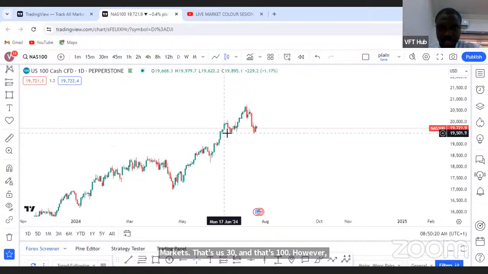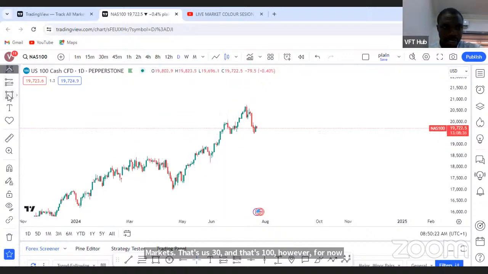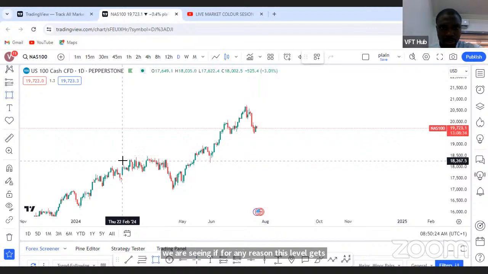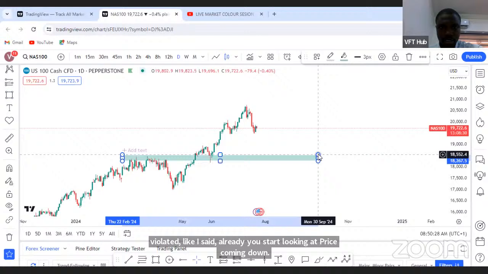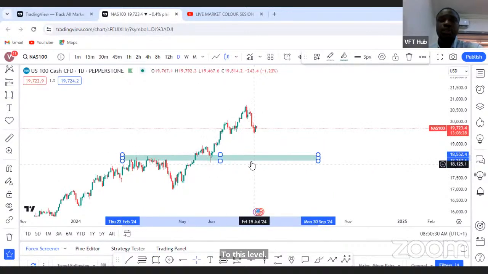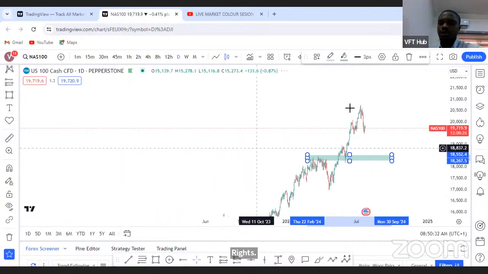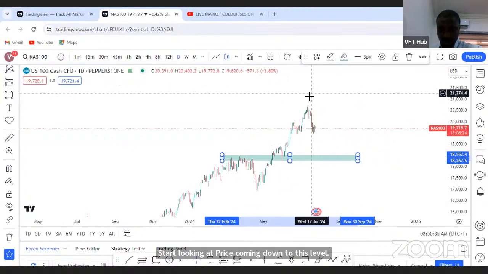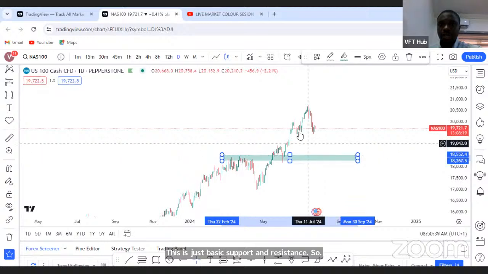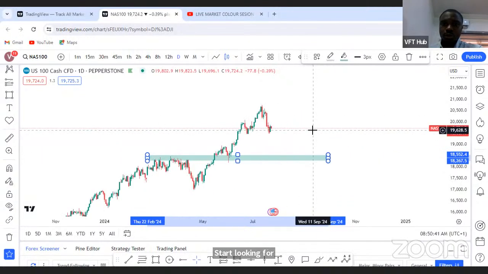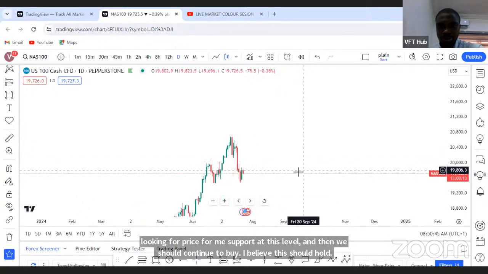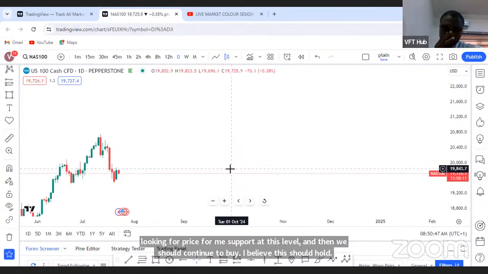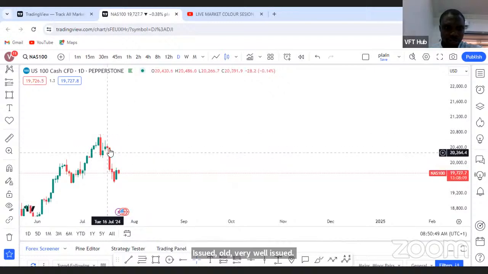If for any reason this level gets violated, like I said already, you start looking at price coming down to this level, right? This is just basic support and resistance. So start looking for price forming a support at this level, and then we should continue to buy back. But I believe this should hold. It should hold very well, although we've been having a lot of sellers' pressure.